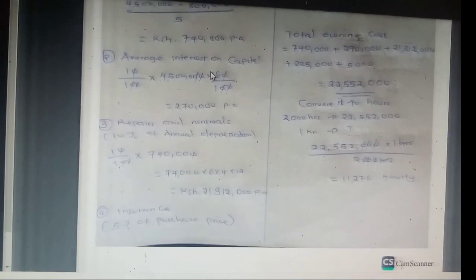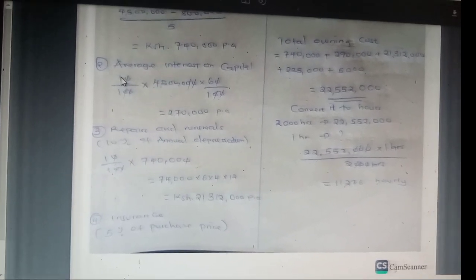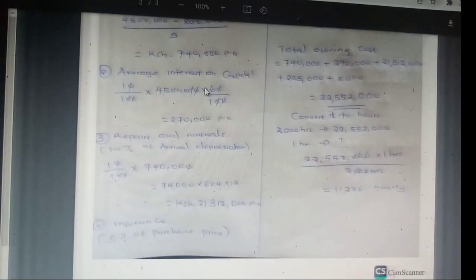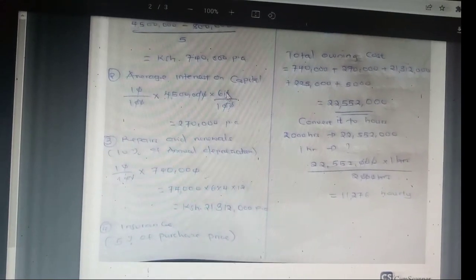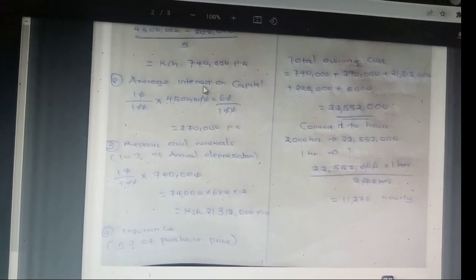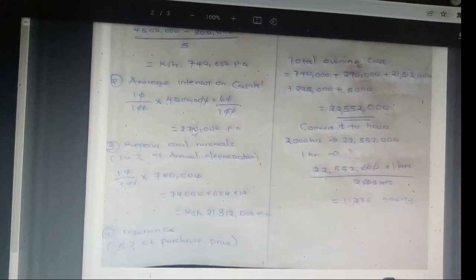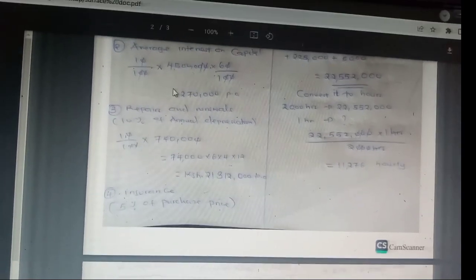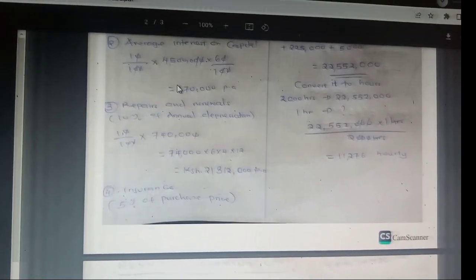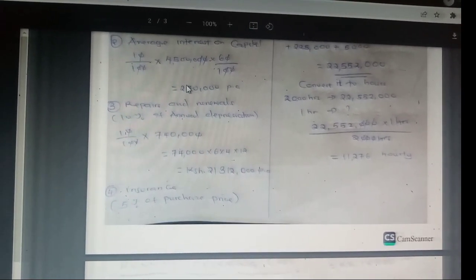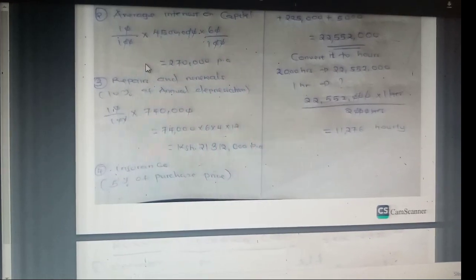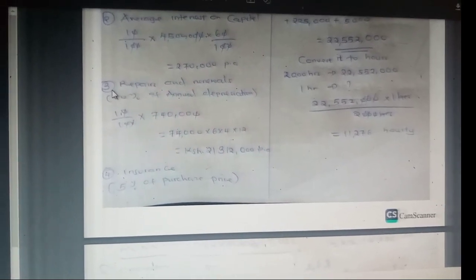60 over 100 is the book value of that machine. Whenever you are calculating the average interest on capital, don't forget to include the 60 over 100. After calculating that, you'll get 270,000. Remember, if you forget the 60 over 100, the answer that you'll find will not be correct.